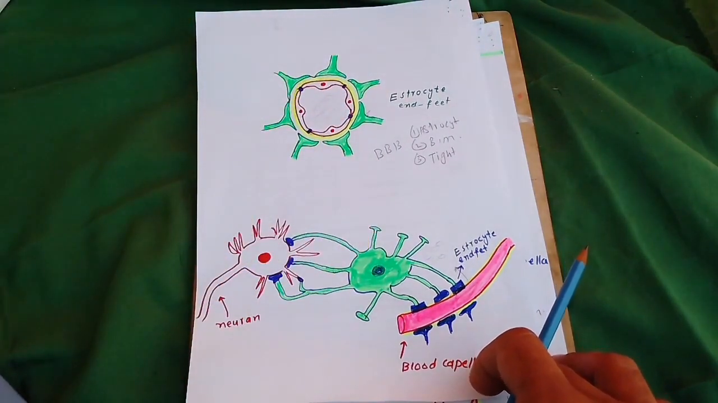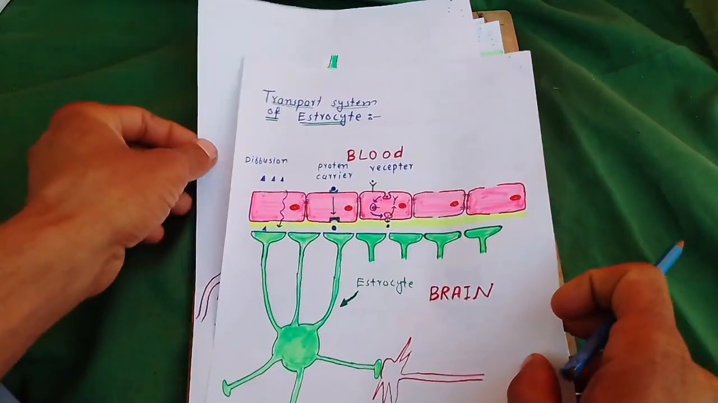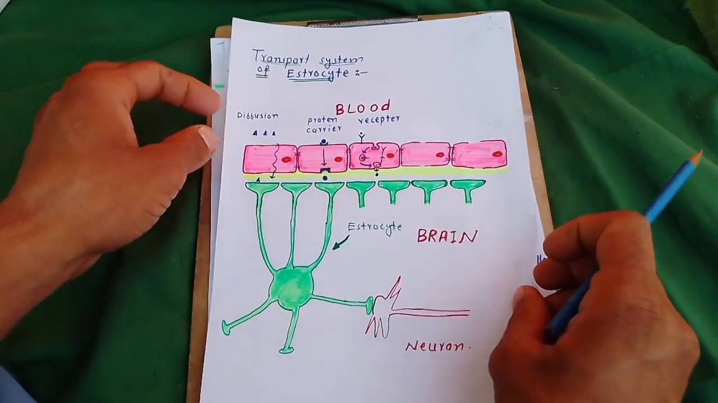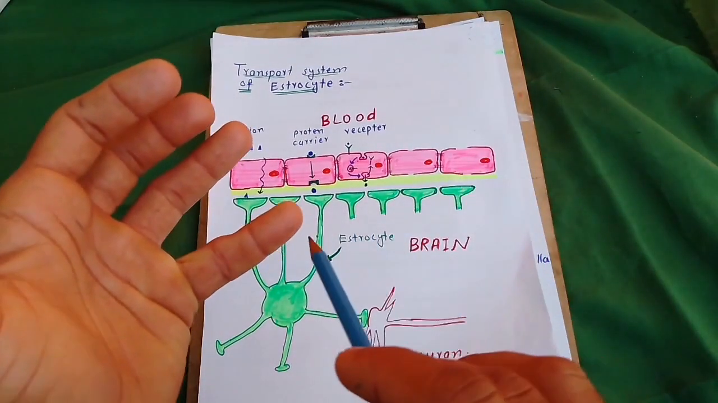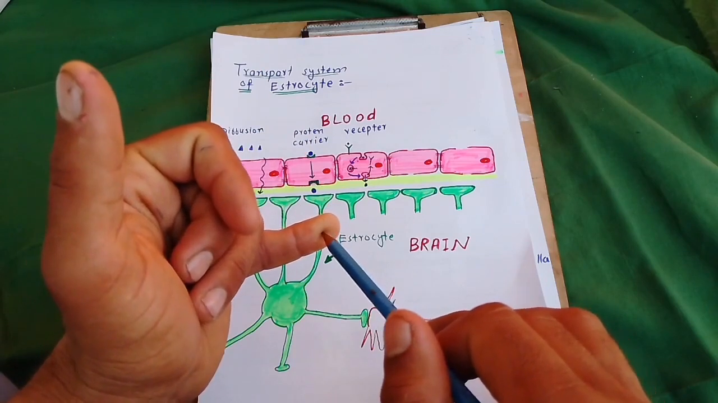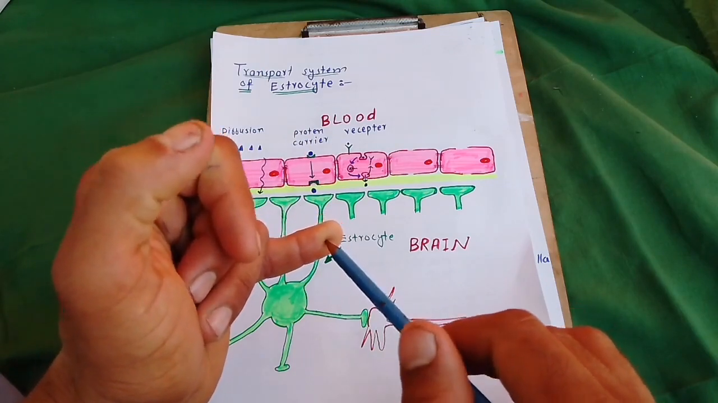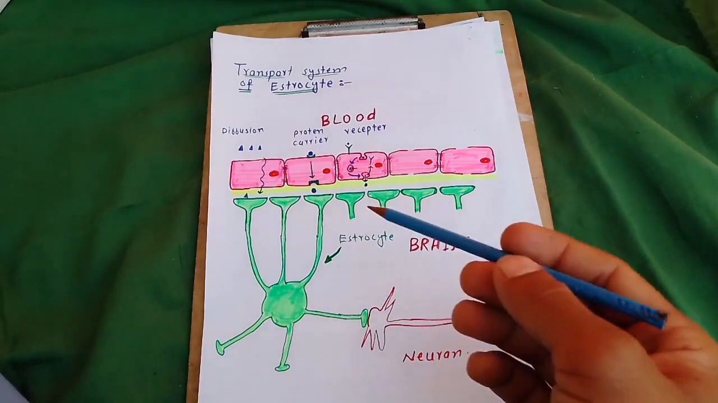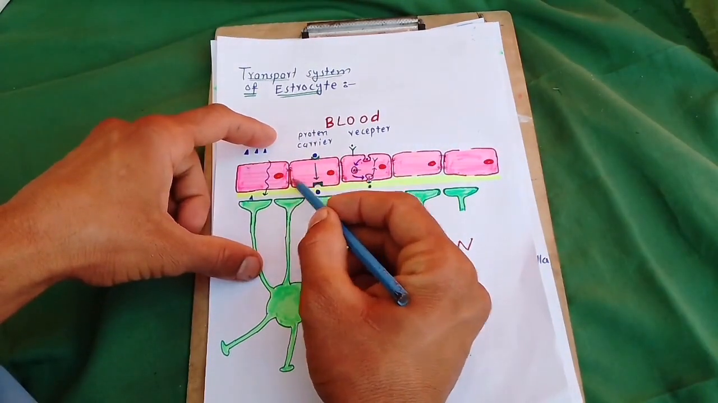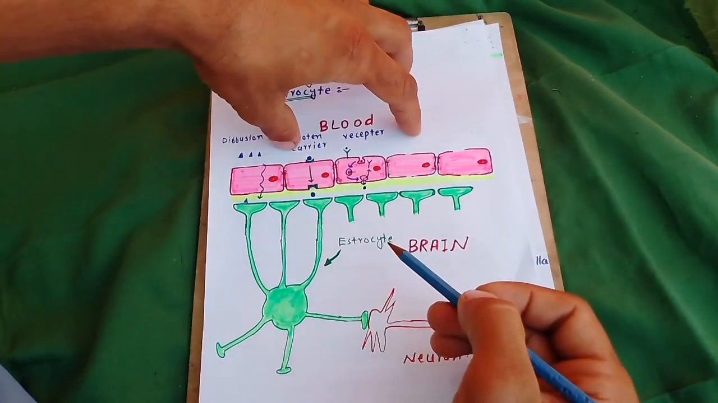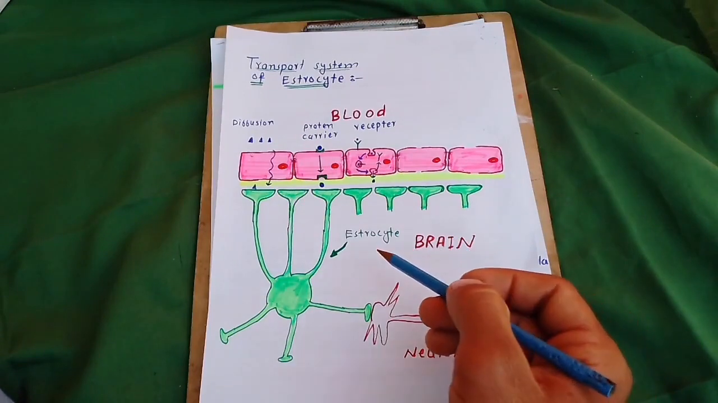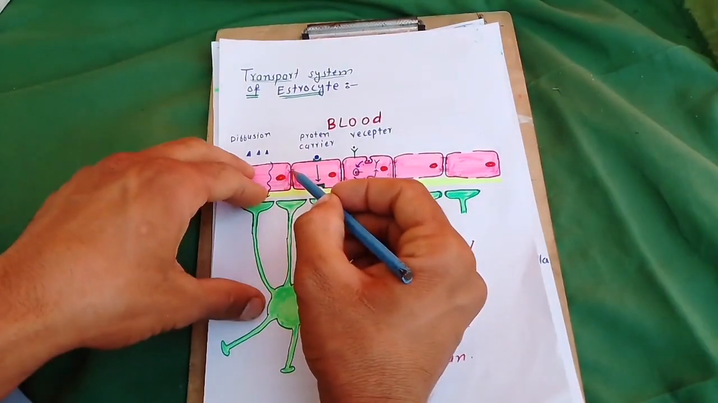What is the transport system of the astrocyte? This is the nutritional mechanism, and this is the transport system of the astrocyte. The main role in the blood-brain barrier is performed by the astrocyte and the tight junction. What is a tight junction? These are the tight junctions. This is the blood inside, this is the extracellular space, the tissue space.